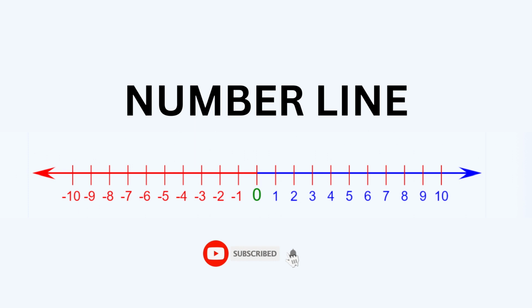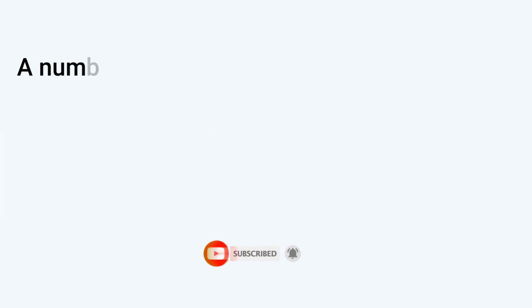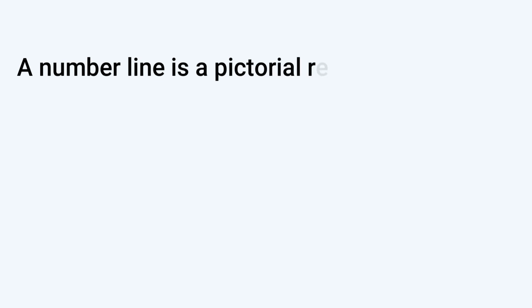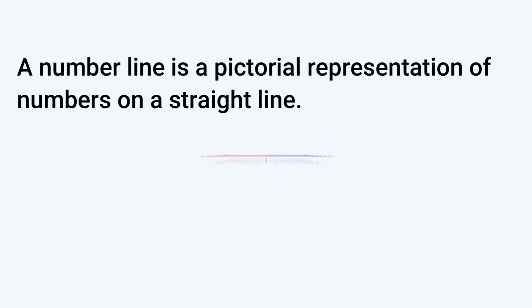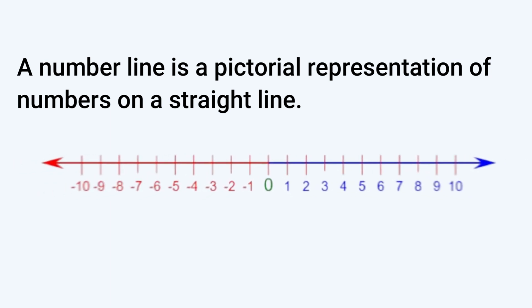Alright, so let's quickly go to what we're doing today. Number line. What is a number line? A number line is a pictorial representation of numbers on a straight line. This is an example of how a number line looks. It is a pictorial representation of numbers.